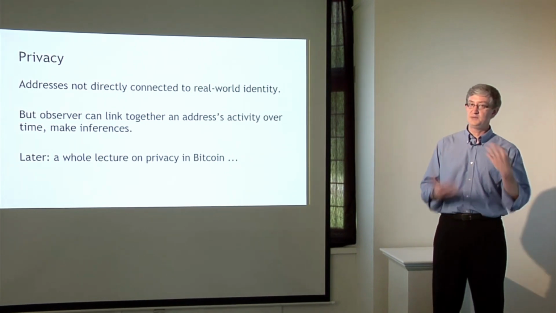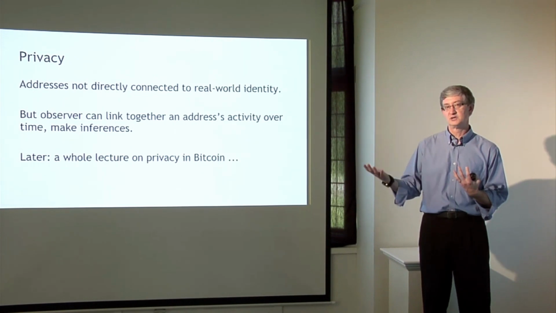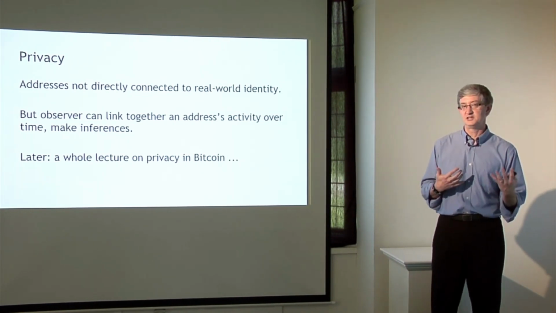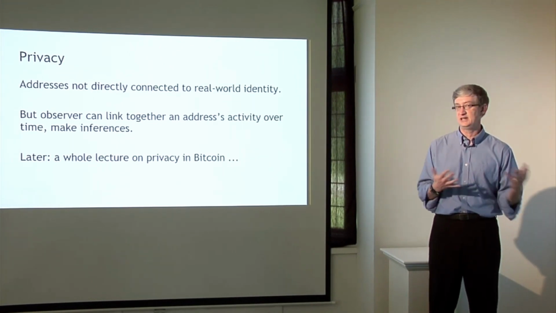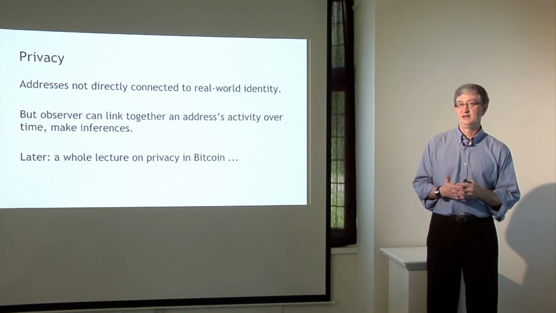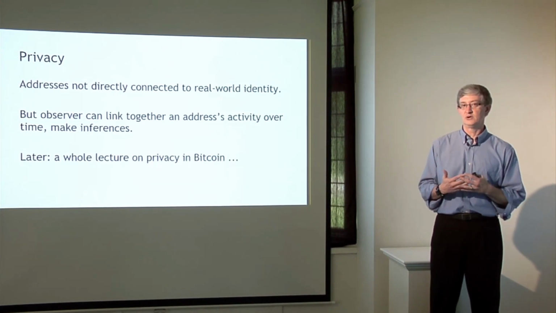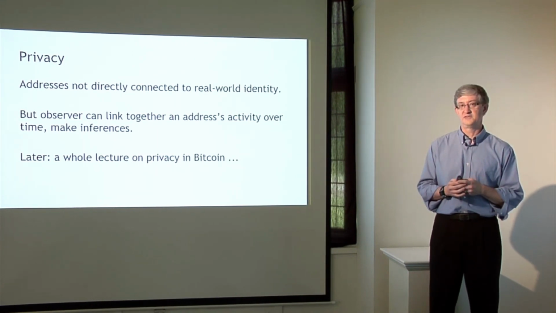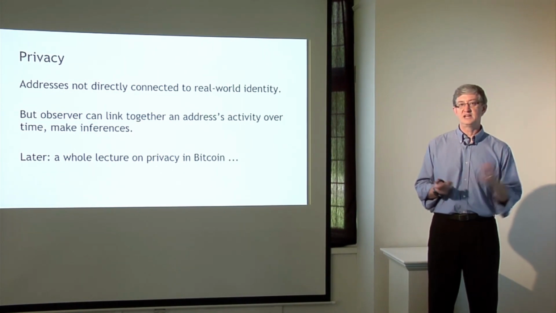And so this balance between, on the one hand, there being no initial tie to real-world identity, and on the other hand, a pattern of behavior of an address emerging over time, and the question of what can be inferred and which dots can be connected, that gets pretty complicated. And that's really the question of privacy in a cryptocurrency like Bitcoin. And there's a whole lecture about that later on, and so I'm not going to steal the thunder of that lecture. I just want to give you an idea of how decentralized identity makes privacy a complicated question.